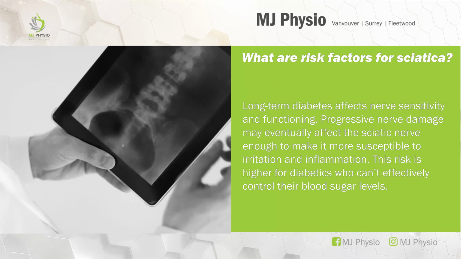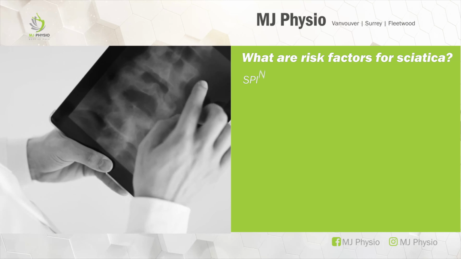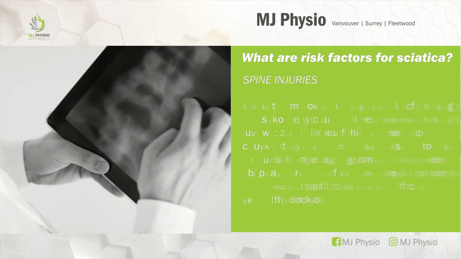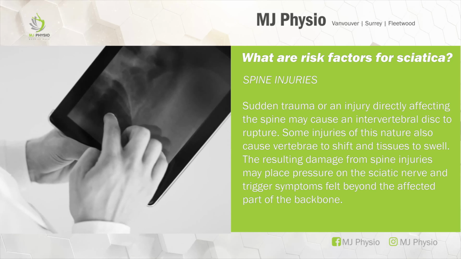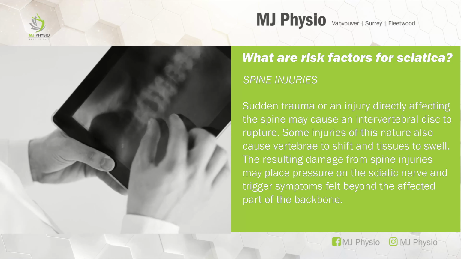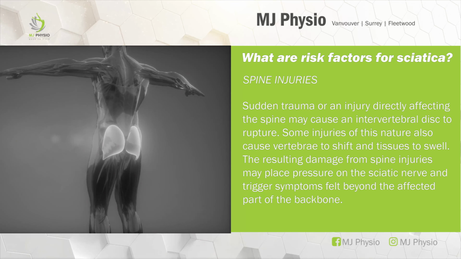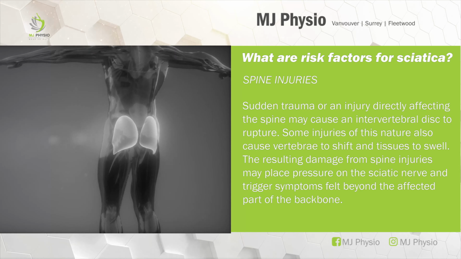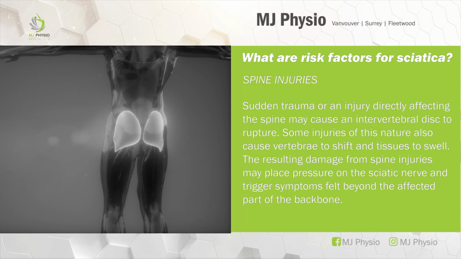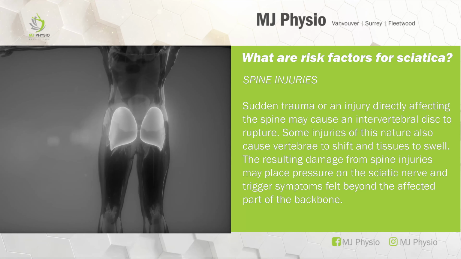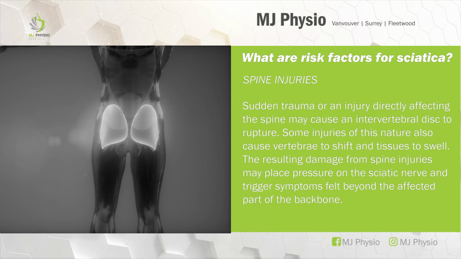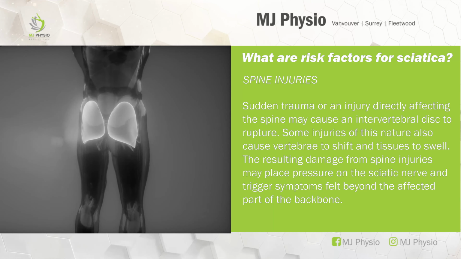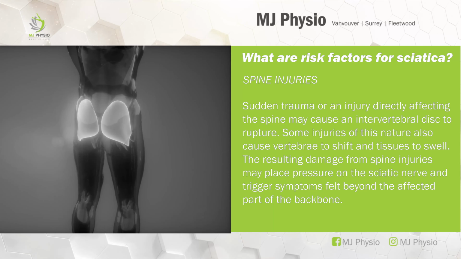So the next is spinal injuries. Sudden trauma or injury directly affecting the spine may cause an intervertebral disc to rupture. Some injuries of this nature can also cause vertebrae to shift and the tissues to swell. The resulting damage from spinal injuries may place pressure on the sciatic nerve, which might trigger symptoms affecting the back. So take enough measures to make sure you don't get spinal injuries.